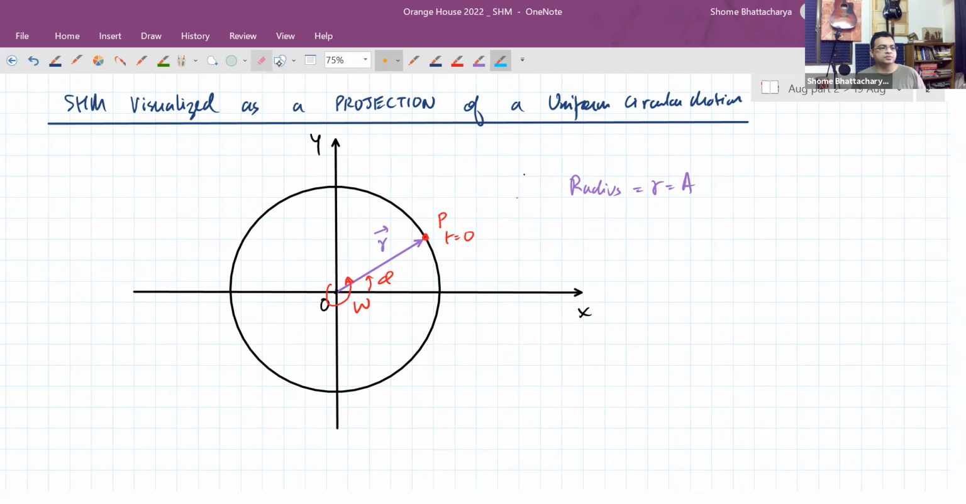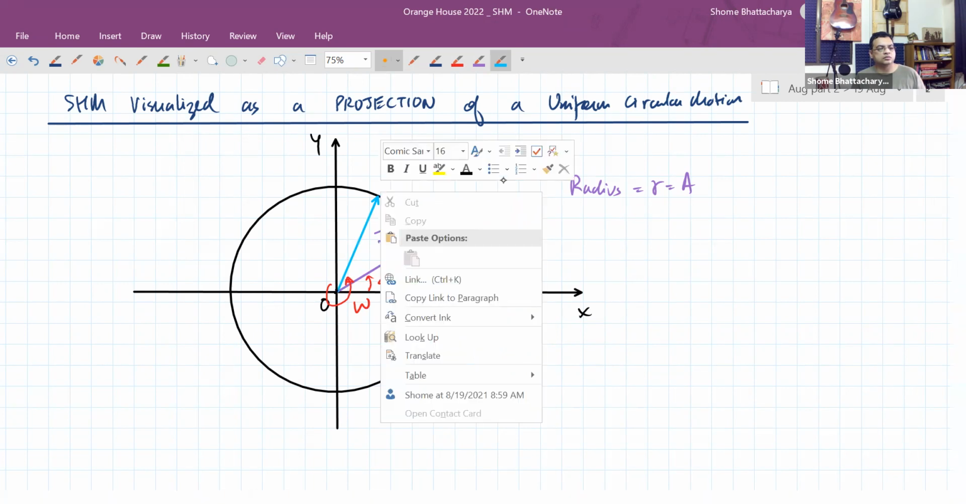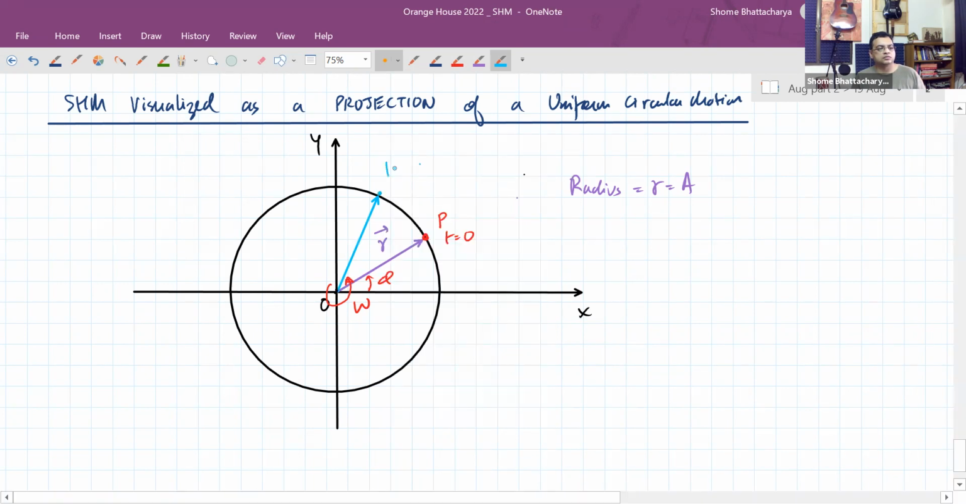Now after some time, this particle would have moved from here to this position. So let's say it's here now at time t. So from 0 to t, how much angular displacement theta will it have? That angular displacement theta, you can write that as delta theta, whatever. So that angular displacement will be omega t, from t equal to 0 to t equal to t.